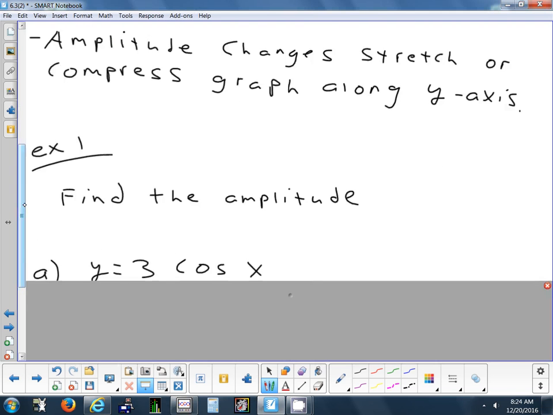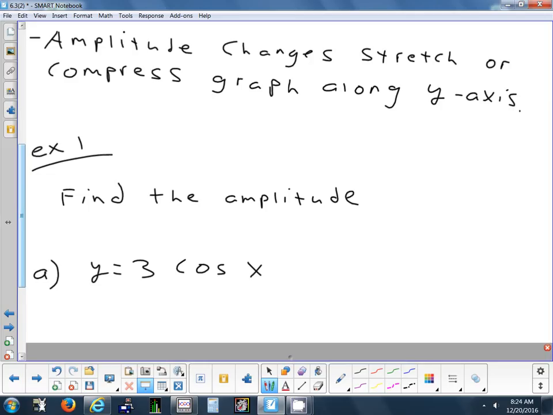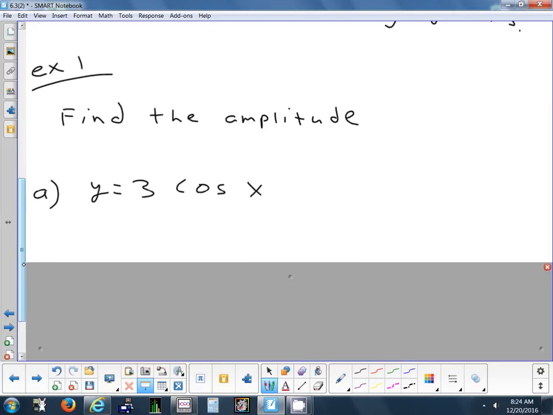So let's look at a few problems, and you'll have some just like this on the test, where you don't have to graph it. All I want to know is the amplitude. I just want the amplitude of this function. Okay, so what's the amplitude of that function? 3.